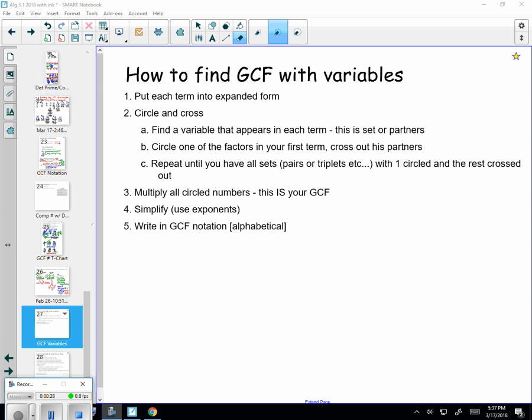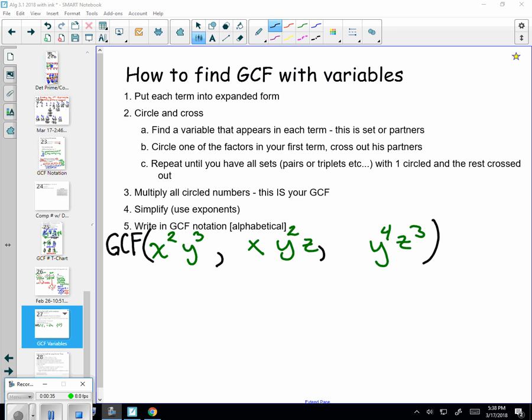Multiply all your circled numbers. This is your GCF. Simplify using exponents and write in GCF notation, alphabetically. A typical question might look like this. GCF, x squared y cubed, comma, x y squared z, comma, y to the fourth z cubed.